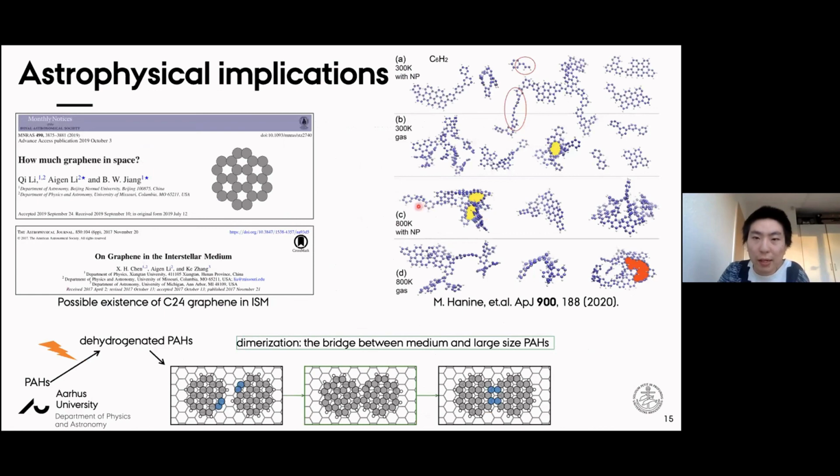And actually, there are already some other works that try to identify whether graphene can exist in the interstellar medium, and also try to study whether the dehydrogenated PAHs can grow into bigger ones. So my work just contributes to understanding the bridge between the medium and the large size PAHs.